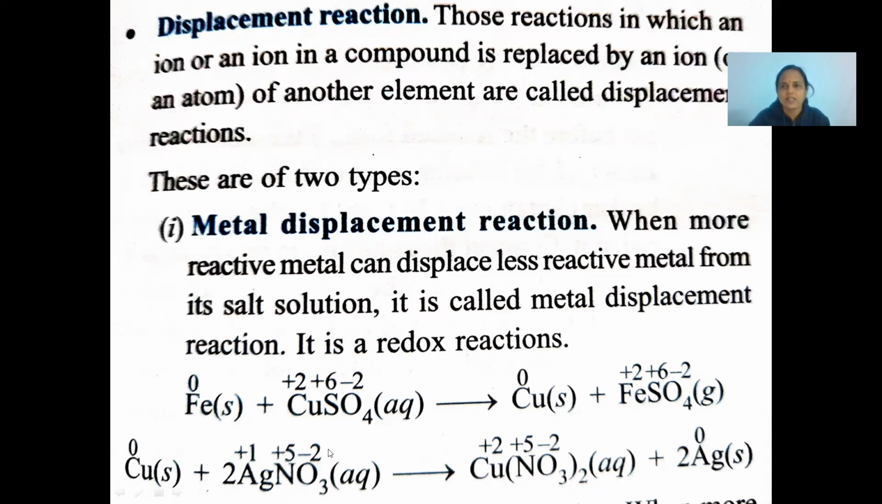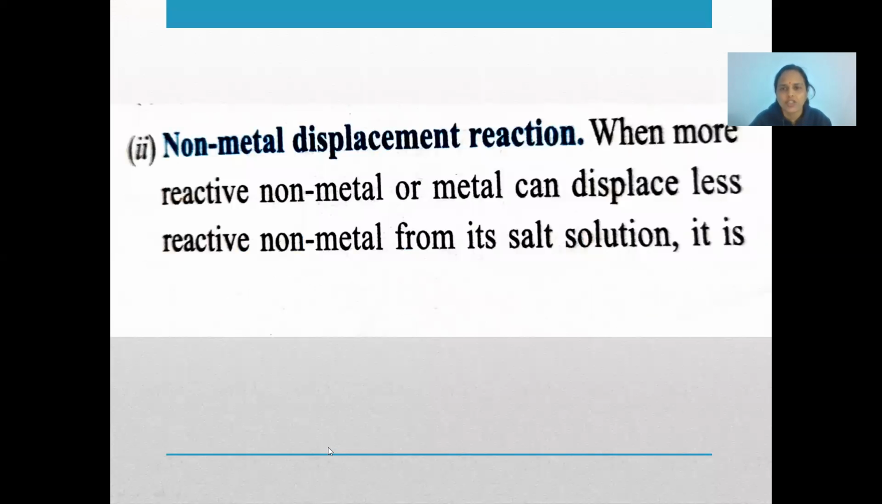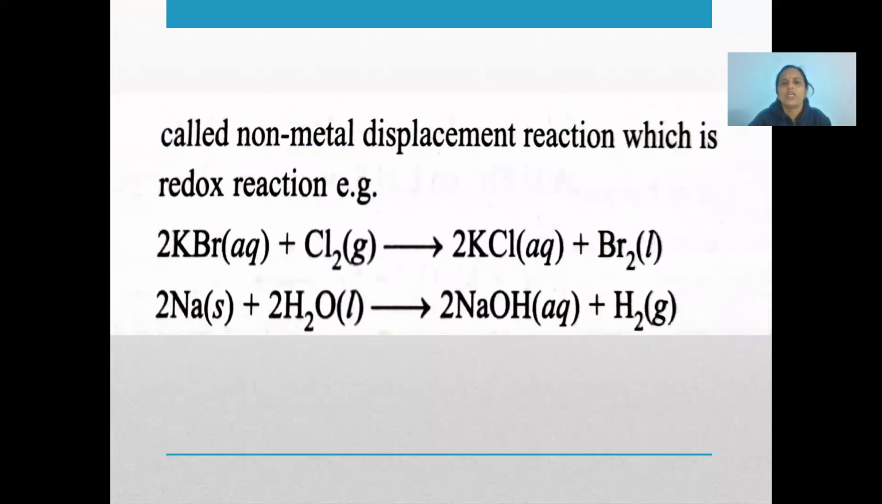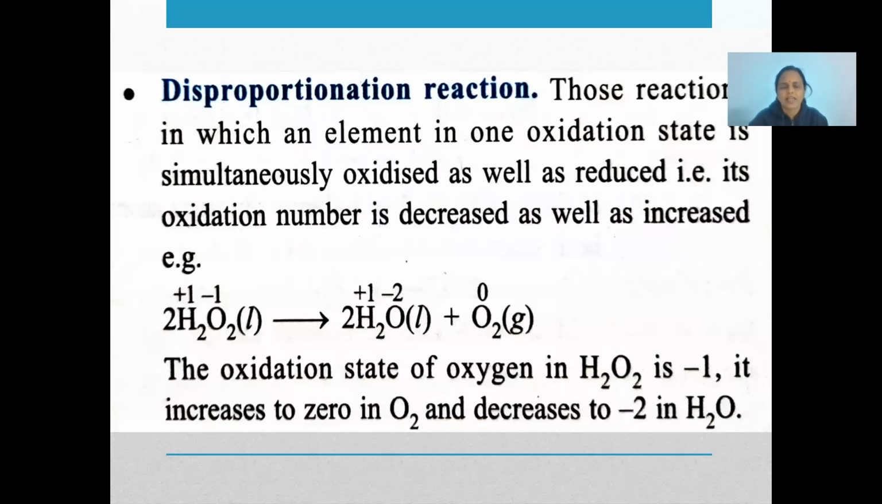Let's see the second case, non-metal displacement reaction. When a more reactive non-metal or metal displaces a less reactive non-metal from its salt solution, it is called a non-metal displacement reaction, and it's a case of redox reaction. Take the example, 2KBr plus Cl2 gives 2KCl plus Br2. 2Na plus 2H2O gives 2NaOH plus H2. Since a non-metal is displaced, this is a case of non-metal displacement reaction.